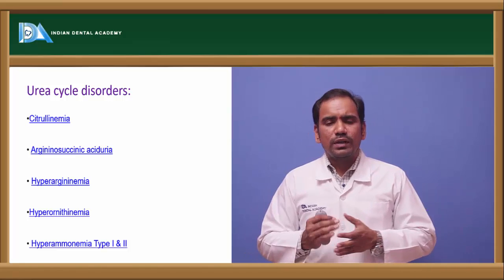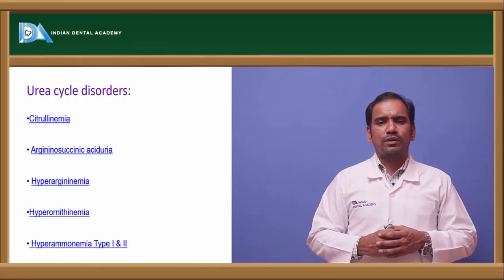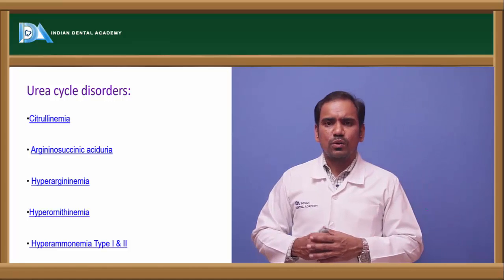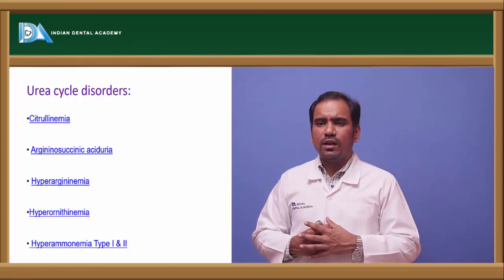So this is how deficiency of each enzyme in the urea cycle leads to a particular disorder. Collectively we call all those disorders of the urea cycle urea cycle disorders.